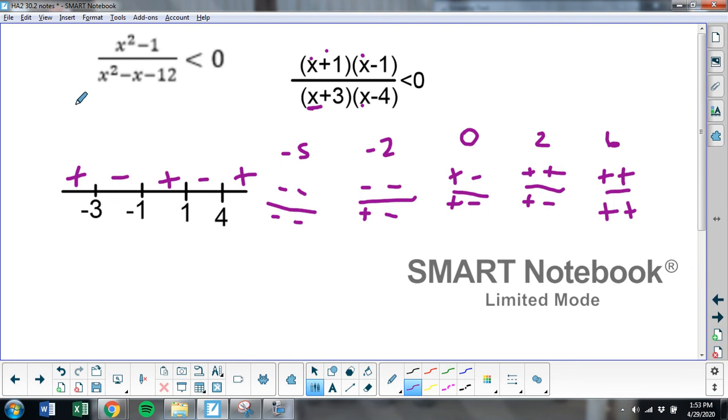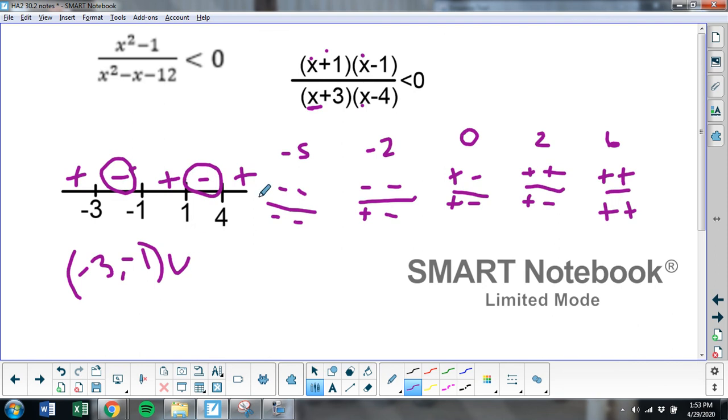Now that you have this number line done, when is it less than 0? Well, positive is not less than 0. Negative is less than 0, so I want this section and this section. Those are less than 0. And what numbers are we between? We're between -3 and -1.